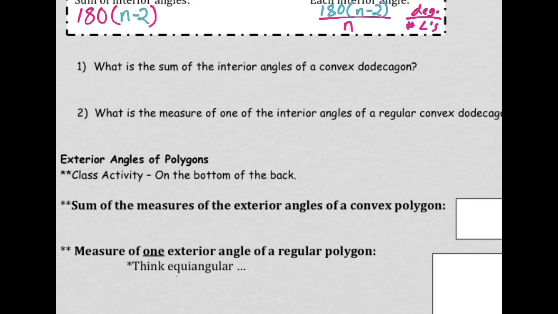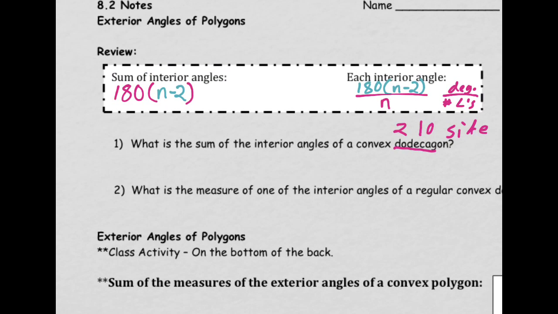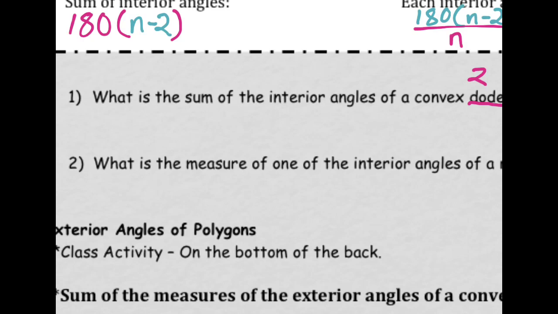What is the sum of interior angles of a convex dodecagon? Do means 2, deca means 10, gon means side, right? So we have 12 sides, right? What is the sum of the interior angles of a convex dodecagon? So we're going to use sum of interior angles. It says that right there. And go ahead and try that now. Remember, it's a 12-sided figure, and you're going to be using this equation.